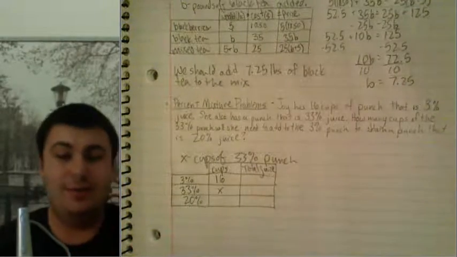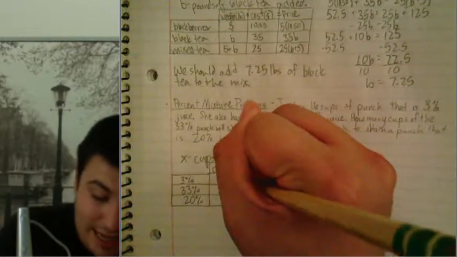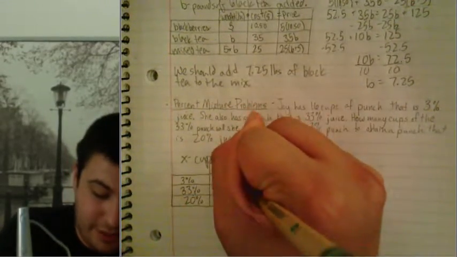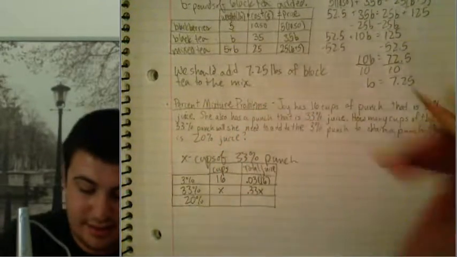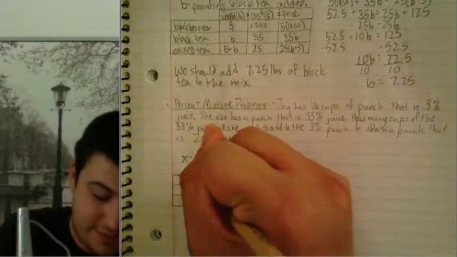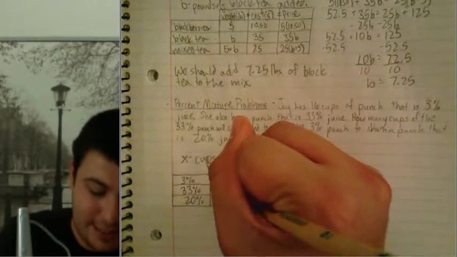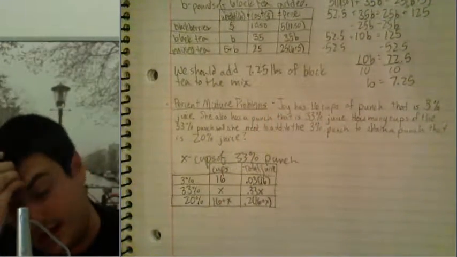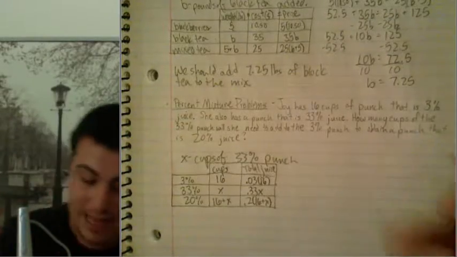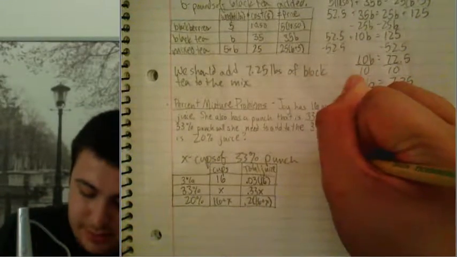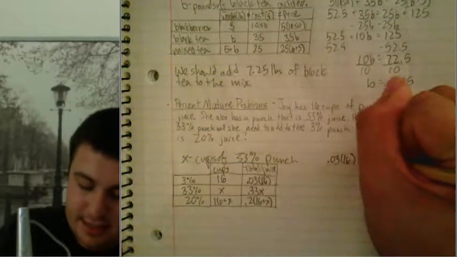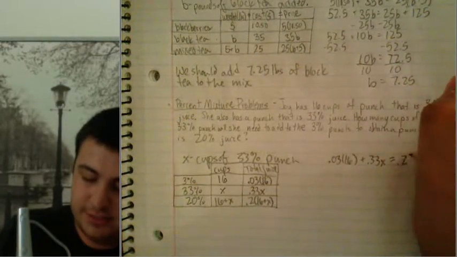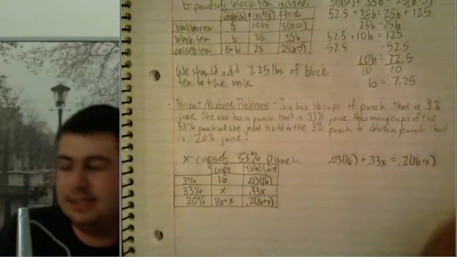that is 20% juice? Well, if we figure out how much juice there is, we have 3% or 0.03 times 16. We have 0.33X, and if it's total cups, we're going to have 16 plus X, and when we multiply it, that's 0.2 times the group, 16 plus X. Now, how much is it going to be? We add the 3% juice, 0.03 times 16, to the 33% juice, 0.33X, and that equals our 20% juice, 0.2 times the group, 16 plus X.